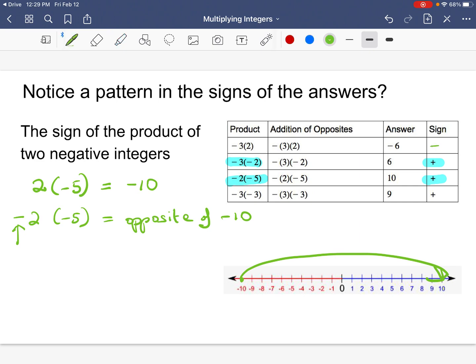Finally, let's look at negative 3 times negative 3. We saw on a previous slide that 3 times negative 3 is negative 9, and we have negative 3 times negative 3, so we want the opposite of this, which is 9. So when you multiply two negative numbers together, as we see on the table here, the product will always be positive.